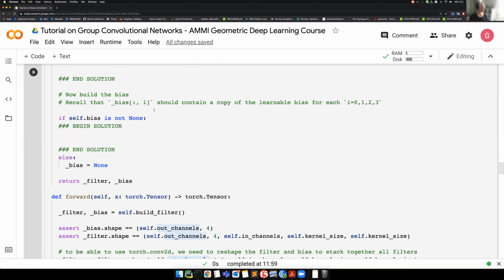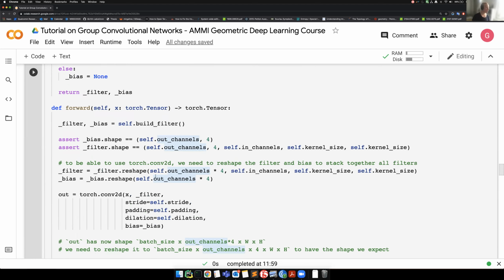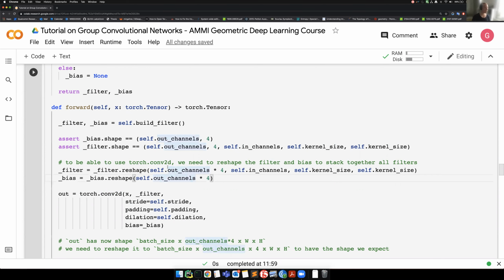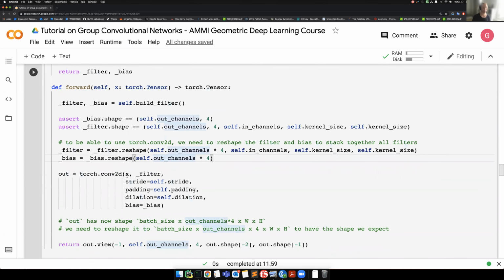The convolution operation then is pretty much like before. The trick is that conv2d does not allow you to use a filter which has this additional shape, output channels times 4 times in channels, kernel size. So what we do is a reshape. We merge together these 2 dimensions. So you now have 4 times more output channels, and you do the same with the bias. And now we can use our normal conv2d.